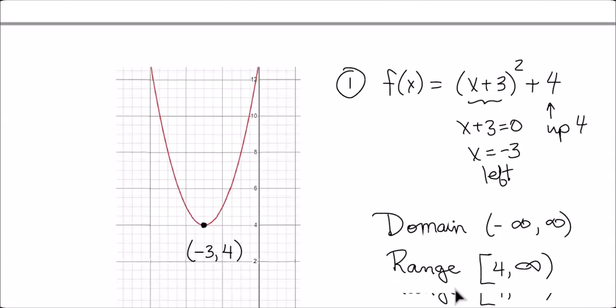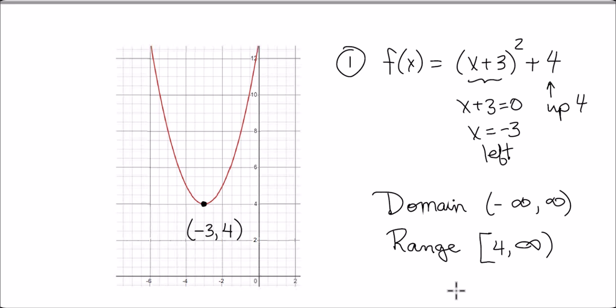Question 1, we have f of x is (x plus 3) squared plus 4. All right, so the basic shape is x squared. It's a U. I'm looking at the front. There is no minus, so it's looking up. It's not flipped. The 4 on the end means I get moved up by 4. The stuff on the inside is a left or right. And so you set it equal to 0 and see it does go left.